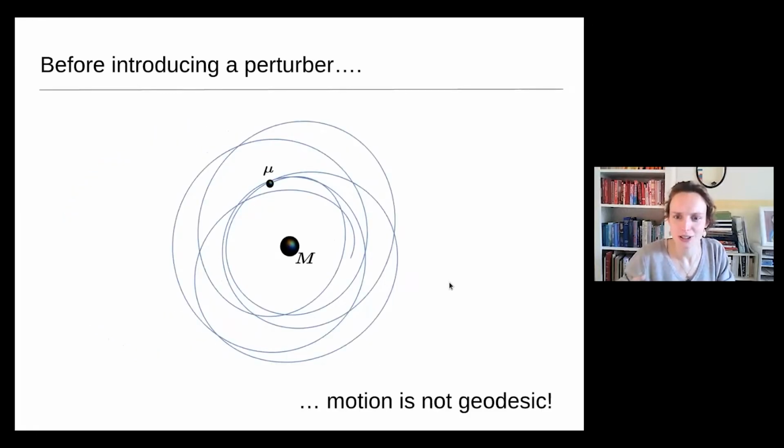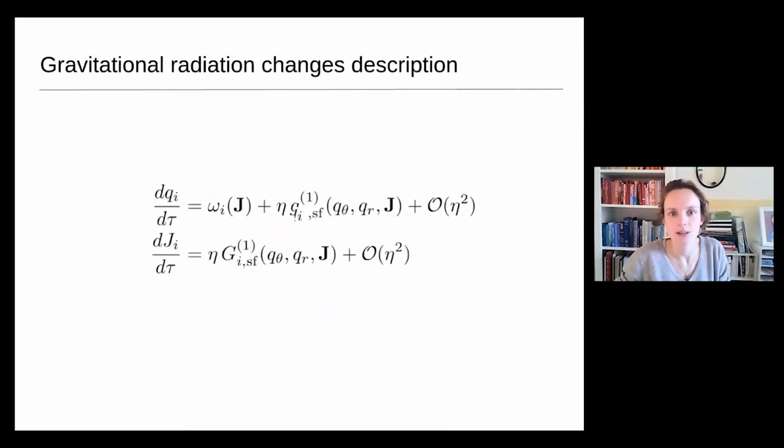Before I start introducing the perturber, you may object and say, hey, wait, but the motion is not geodesic. And that's actually right, because we know that at some point, this small guy is going to get closer and closer and spiral inwards to the central massive black hole due to gravitational radiation, essentially. So gravitational radiation changes the description. And in fact, this goes by the name of self-force. Of course, there are also conservative effects, but radiation is typically more dominant.